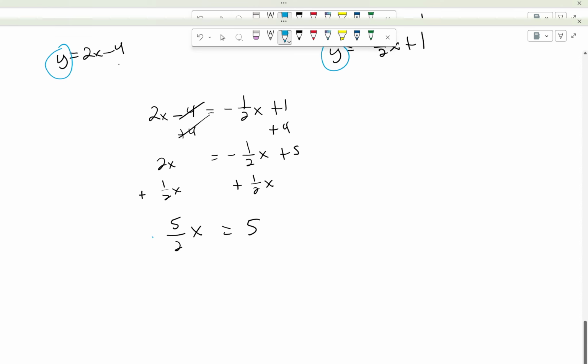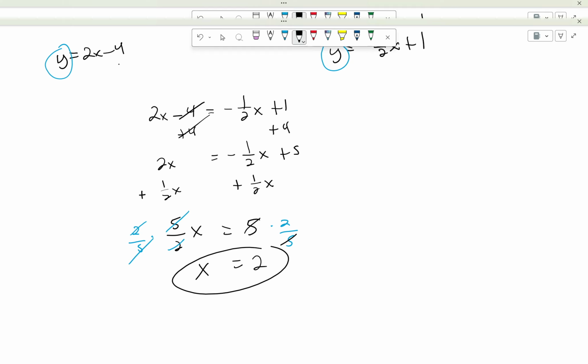Let's get the x by itself. We're going to multiply both sides by 2/5. Watch what happens when I do that. Everything on the left factors out, and I'm left with just my x. And even on the right, these 5s factor out, and I'm left with my 2. So I have the x value.